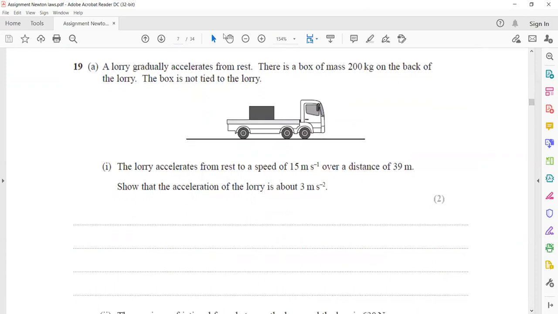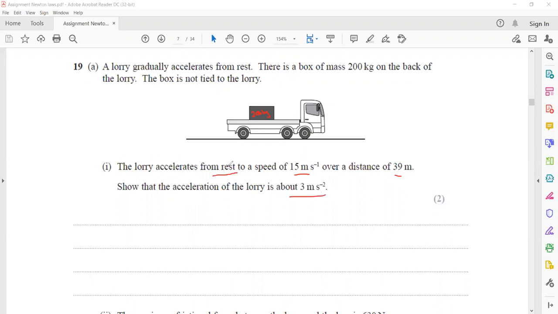A lorry accelerates from rest and there's a box of mass 200 kilogram. The box is not tied to the lorry. The lorry accelerates from rest to a speed of 15 meters per second and covers 39 meters. Show that the acceleration of the lorry is about 3 meters per second squared.